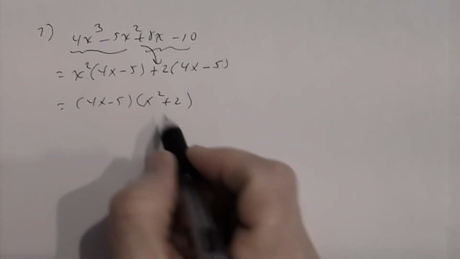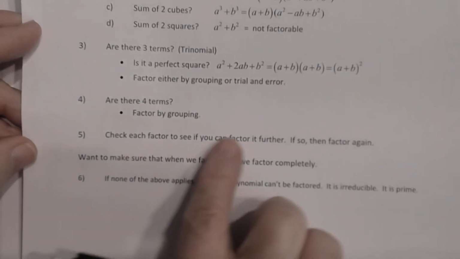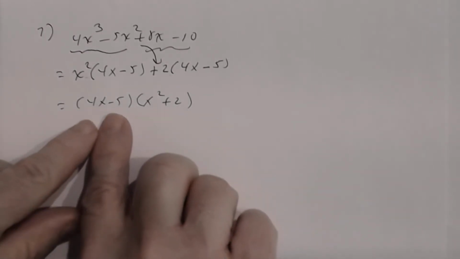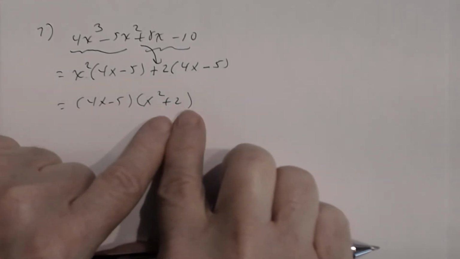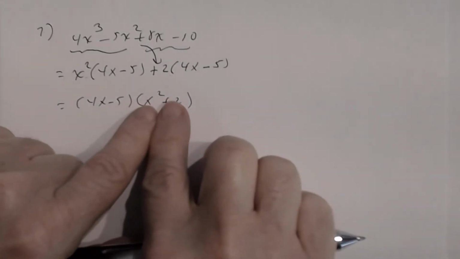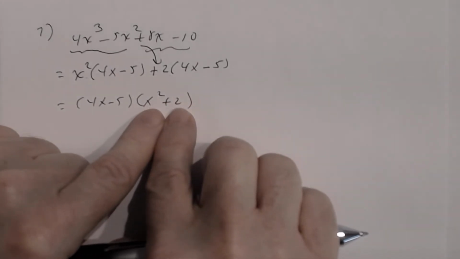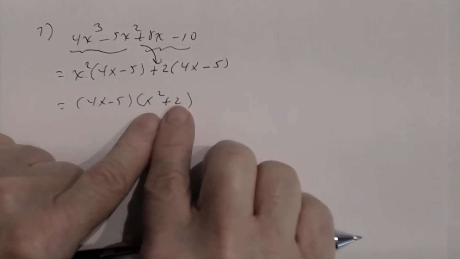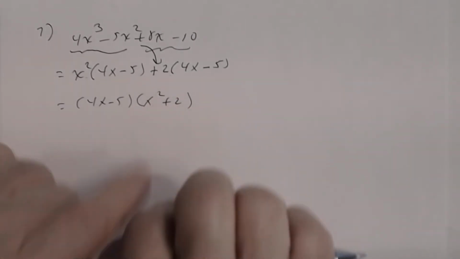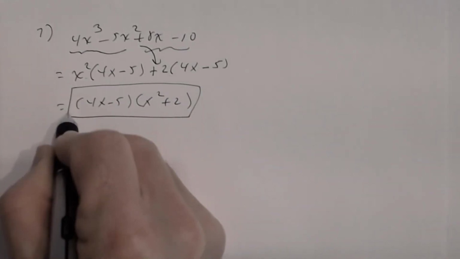All right, and then you're done. Always remember, check to see if you can factor each factor further. If you look at this factor right here, 4x minus 5, the GCF is 1. It's a linear binomial, so the GCF is 1. Over here, you may ask, isn't that the sum or difference of 2 squares? No, it's not the sum of 2 squares, and it's not the difference of 2 squares either. The GCF here is 1 as well. All right, so that is the answer to number 7.